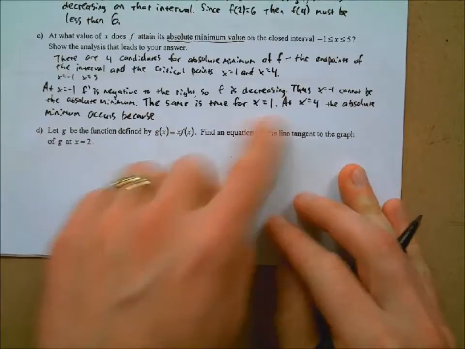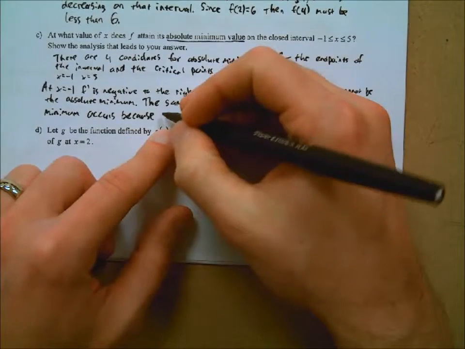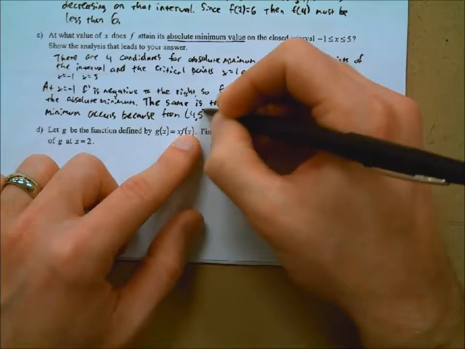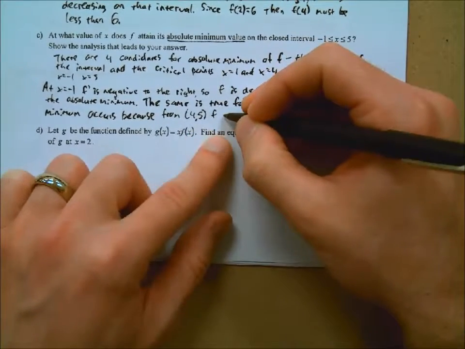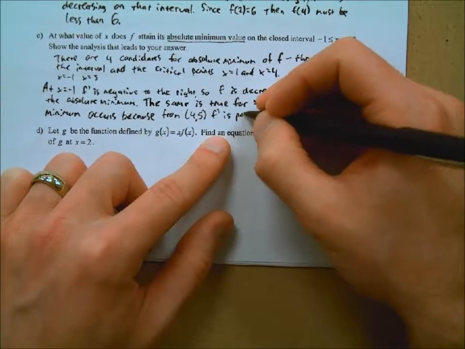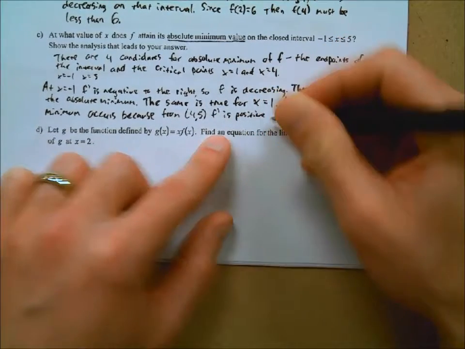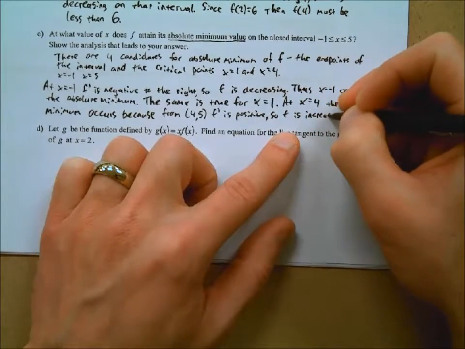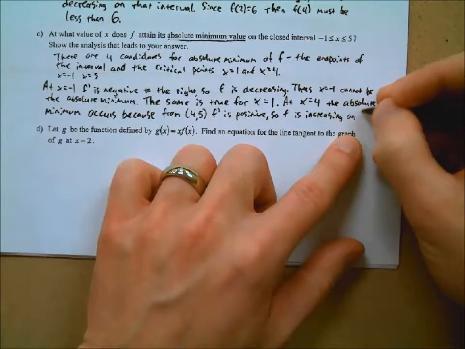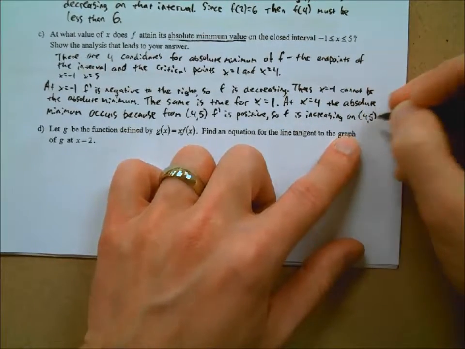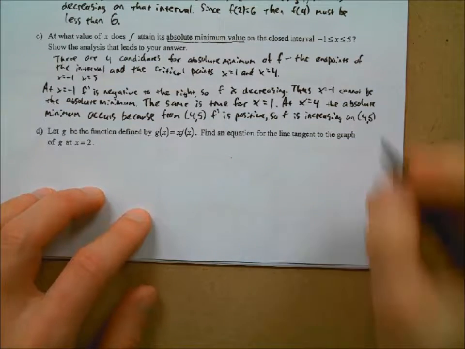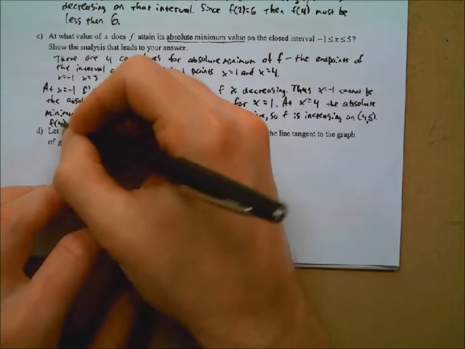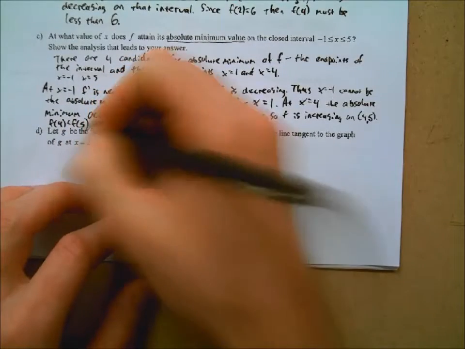Okay, so I'm going to say x equals 4, the absolute minimum occurs because from 4 to 5, f prime is positive. So f is increasing on [4, 5]. f of 4 will be less than f of 5. Okay.